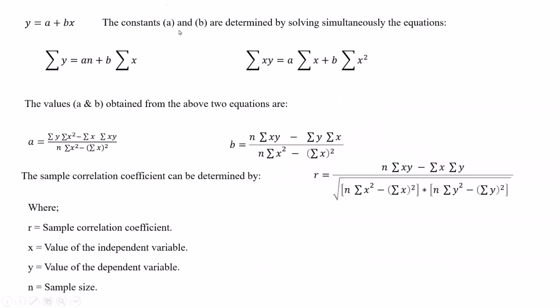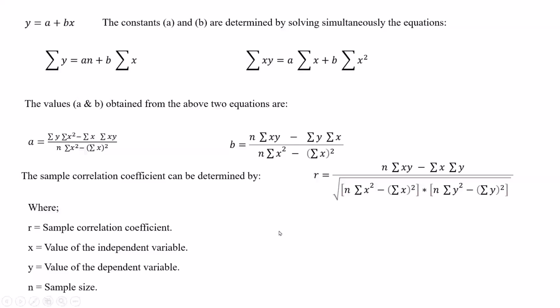You can find a and b by these two equations, or directly you can use this equation to find a and this equation to find b. Also, the sample correlation coefficient can be determined by r. That is the formula for finding r. R is the sample correlation coefficient, x value is the independent variable, y value is the dependent variable, and n is the sample size.